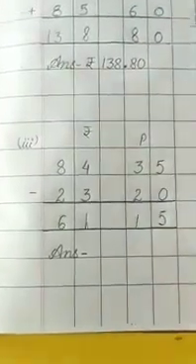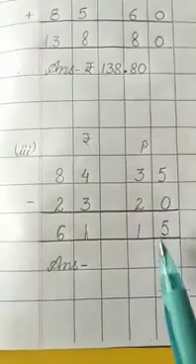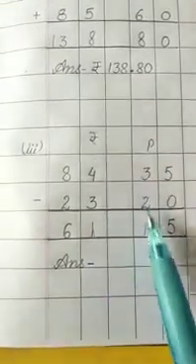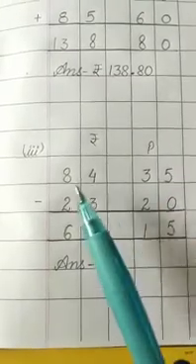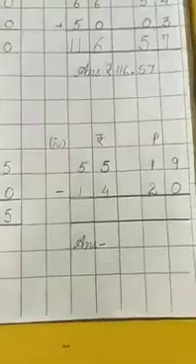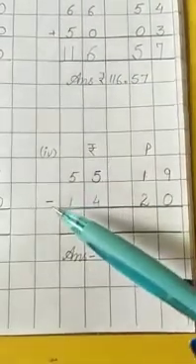So let's write it. So children, we got the answer as 61 rupees and 15 paise when we subtracted 23 rupees and 20 paise from 84 rupees and 35 paise. Now let's do one more question, children. Here also we have to do subtraction only.